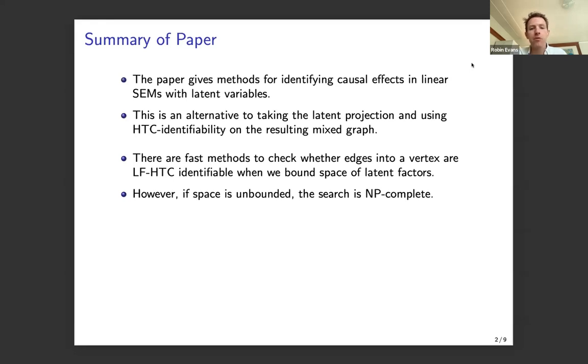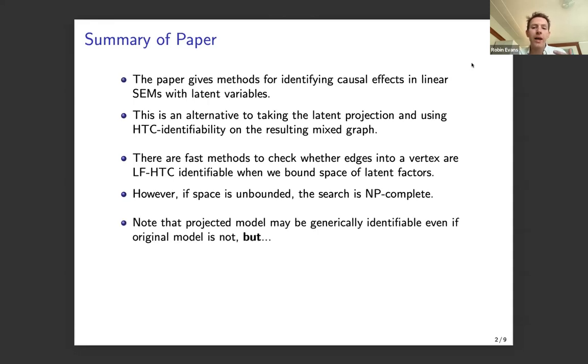Okay, so a couple of points I'd like to take up. There are cases, as Mathias mentions in the paper, where the model you get is not generically identifiable. But when you do the latent projection to get a mixed graph with these bidirected edges instead of the latent variable, then that model is generically identifiable. So you might think, okay, in that case I should just project it, run the identification and get what the causal effects are.